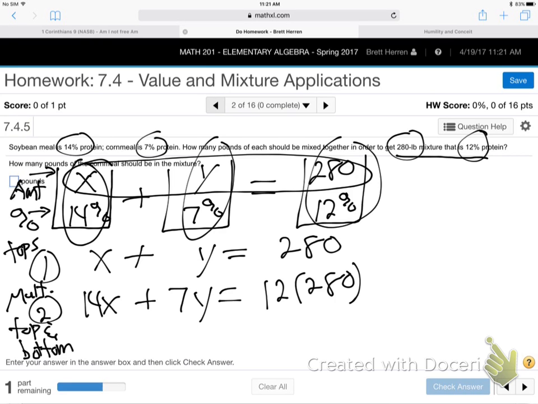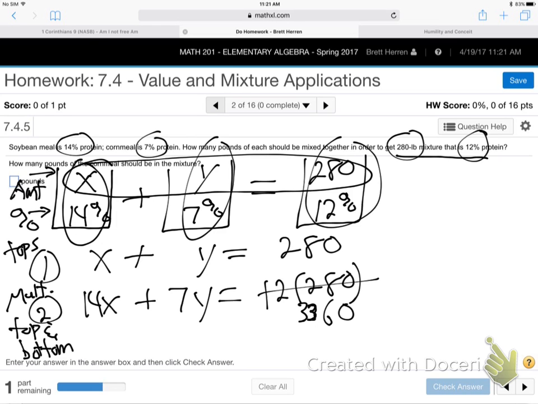Is that good so far? Does everybody see what I did for that second equation? I just multiplied top and bottom, top and bottom, top and bottom on that second equation. Okay. Oh, and can somebody have a calculator? What is 12 times 280? 3360. 3360? Thank you. Okay, 3360. Good, there.